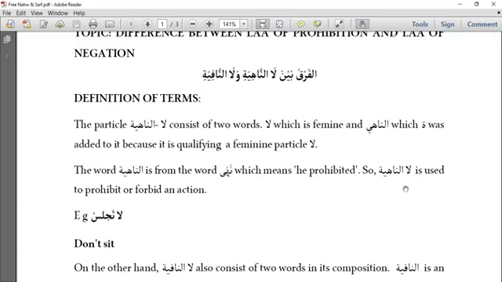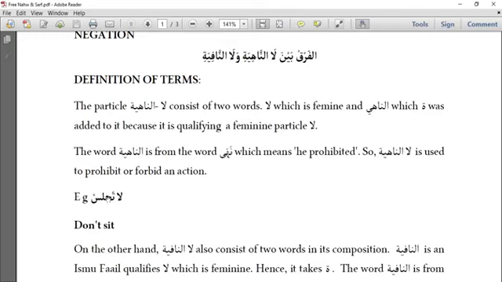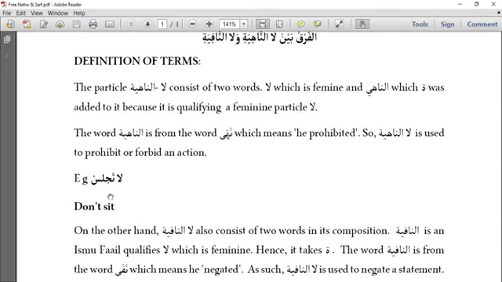So La Nahia is used for what? Prohibition. An example we have here is La Tajlis. We use it to tell someone, don't sit. Do not what? Sit. So we are prohibiting him from sitting down. So that is what La Nahia does.